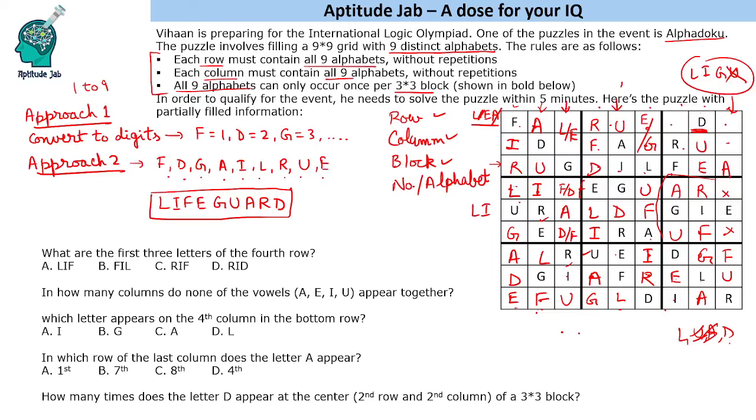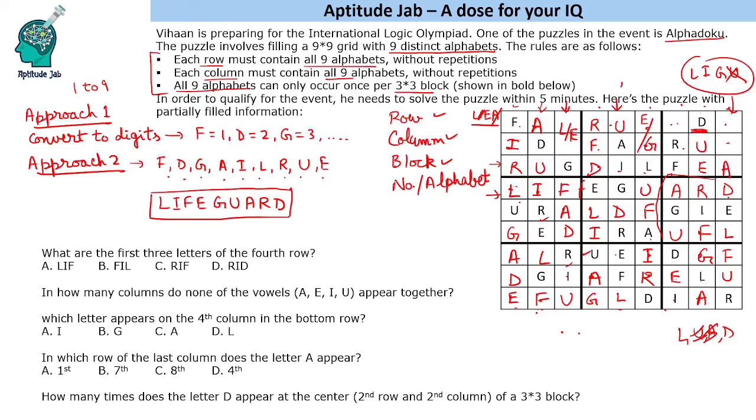So A will be here. Then we have L and D. L is present on top. So D will come here and L will come here. Now D is here, so we will have F here. And as a result, we will have D here. Okay, so you can see this line says lifeguard.